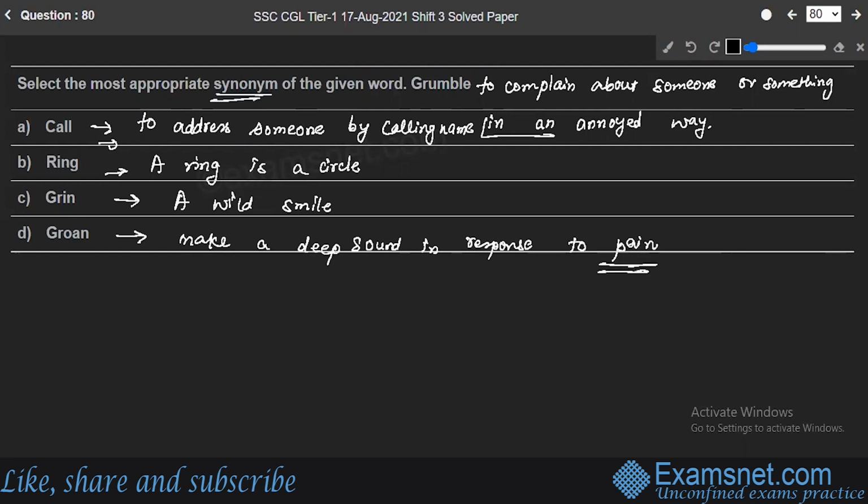So you have to find out the synonym of the word grumble. That means to complain about something. The synonym of the word is groan, right? Option D is the correct answer to our question. Let's move next. Question number 81.